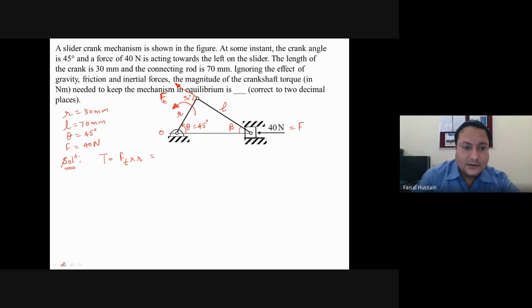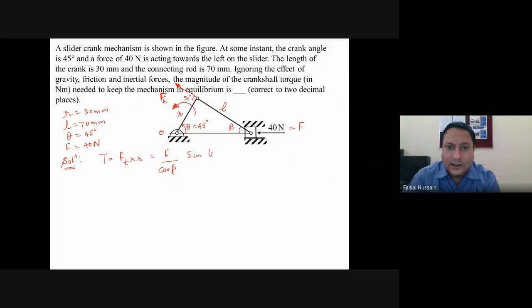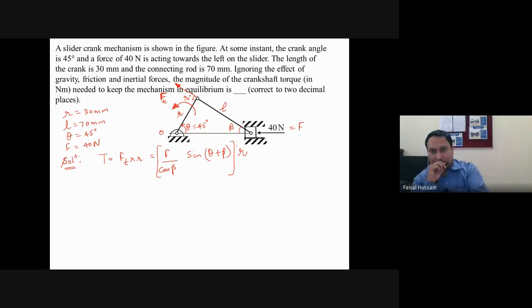So Ft is F upon cos beta, in the bracket sine theta plus beta. So this is your Ft, multiplied by R. So we have to determine the torque up to 2 decimal places. So as F is given, tell me which terms in this are not given.